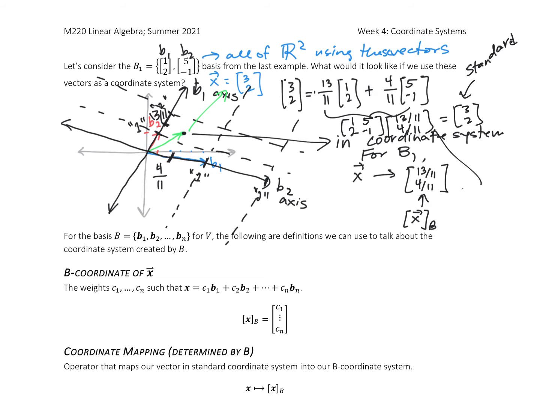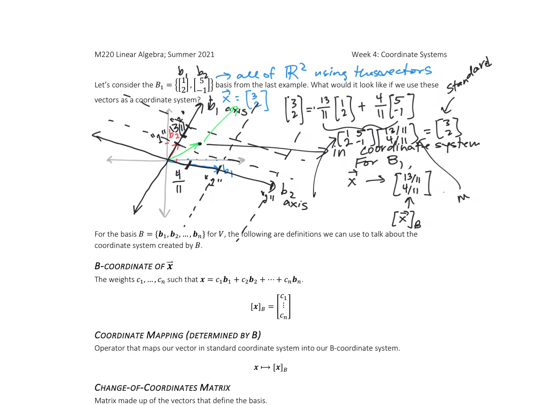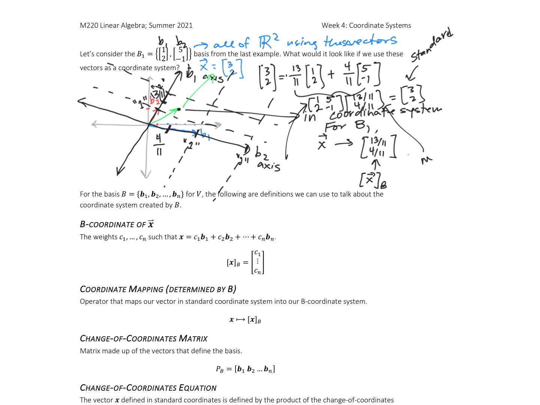This one here is the coordinate vector in B, or the B coordinate of X. And this thing here is the matrix that's made up of our B1 and our B2 vectors, or the matrix made up of the bases. So this leads us to some definitions here. However we are able to transform a standard vector into a new vector in our new coordinate system, we call that the B coordinate of X. And it has this notation here.